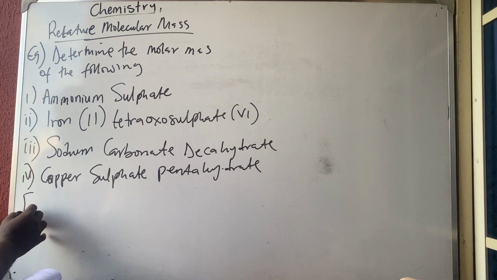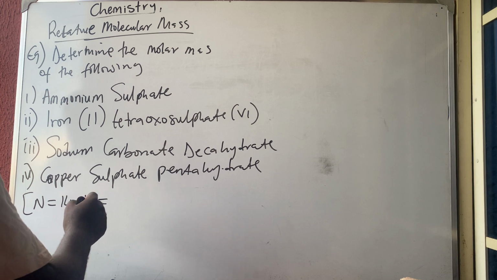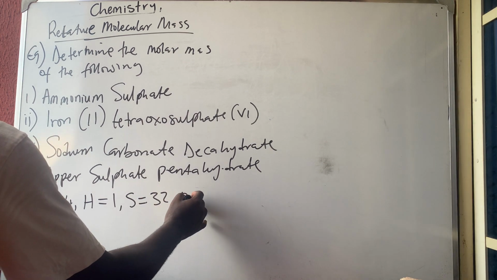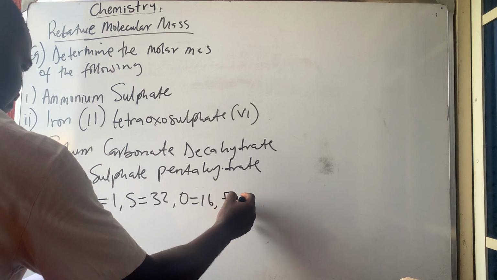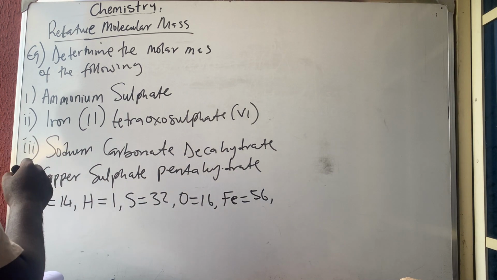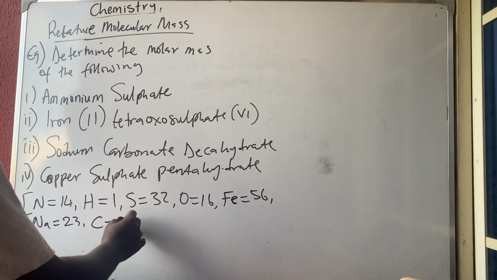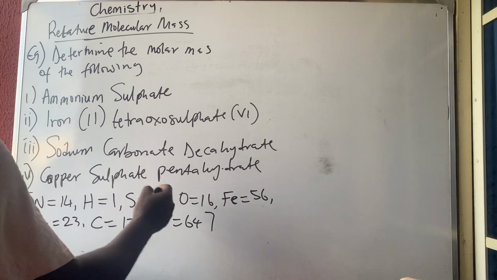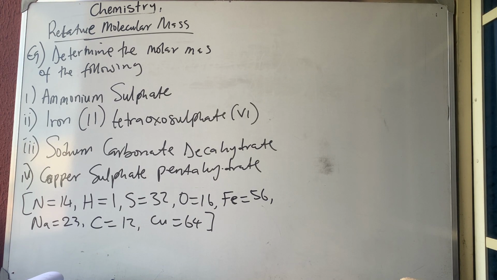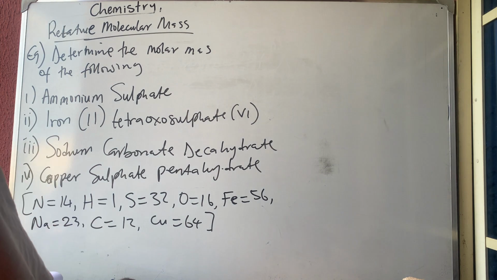Okay, and they gave us that N is 14. Even without being told, you're supposed to know all these things: N is 14, hydrogen is 1, sulfur is 32, oxygen is 16, iron, Fe, is 56, sodium 23, calcium 40, and copper 64. Okay? Let me check my time. All right.